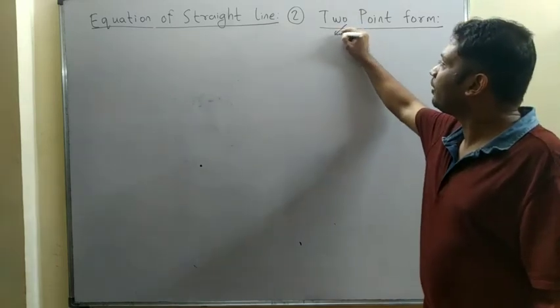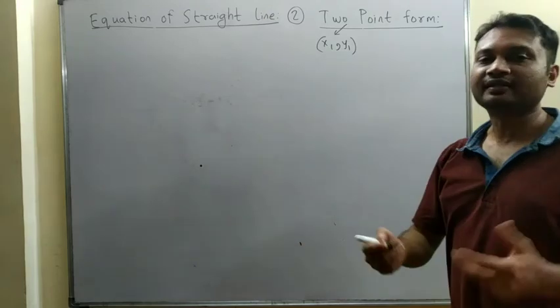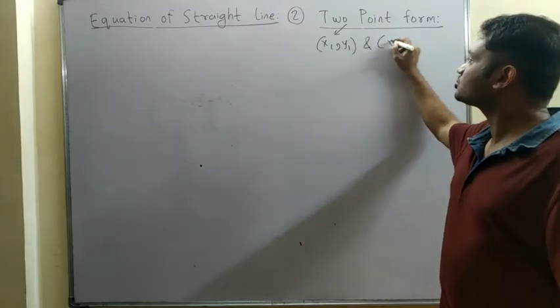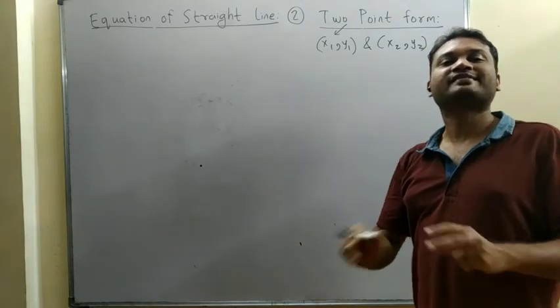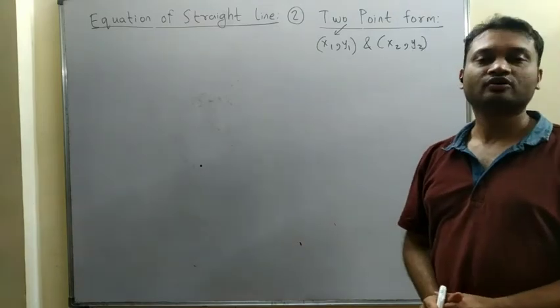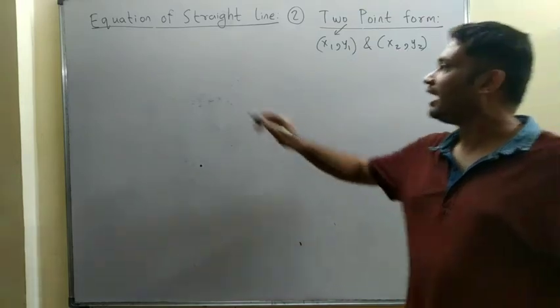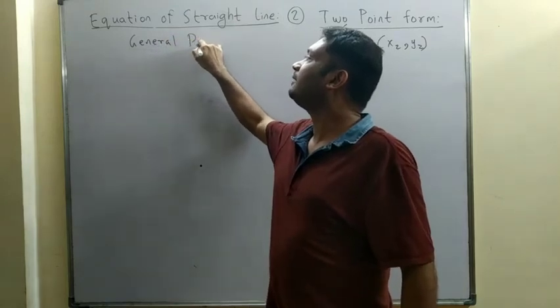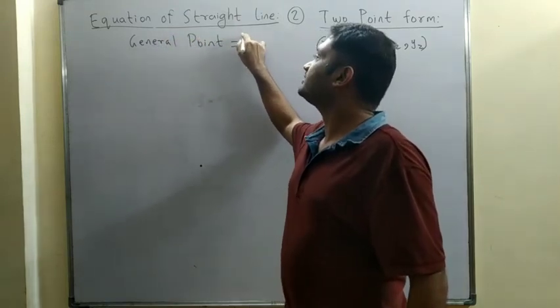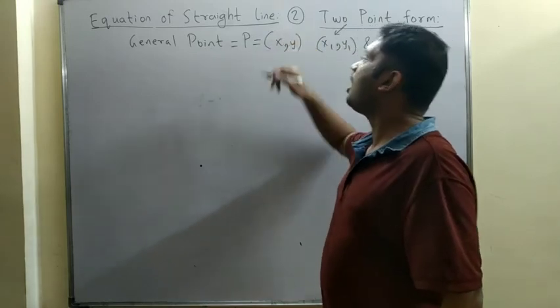Let us say one point we are given as x1, y1 and another point we are given as x2, y2. We all know two given points determine a straight line. So these two points are given to us. Also, as I already said, we always have a general point on the line. What is the general point? Let us say P. It is x, y.